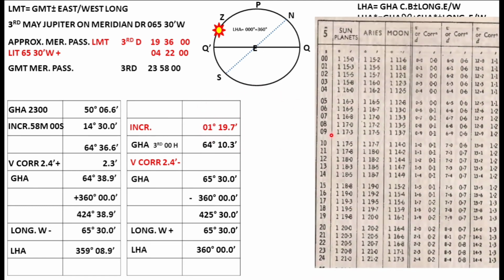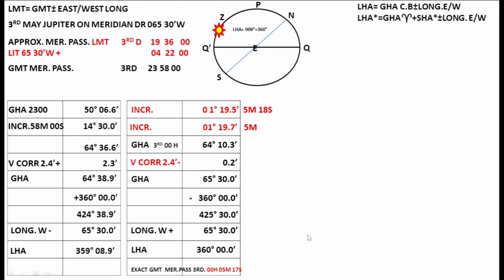This increment, I look in the increment table, this increment is in 5 minutes. In 5 minutes here, somewhere here. And the V correction of 2.4.2, I will now have to subtract it from the total increment here. And this is the increment what I get, 19.5, which is for 5 minutes and 18 seconds. So this is my exact time for meridian passage of Jupiter on 3rd.